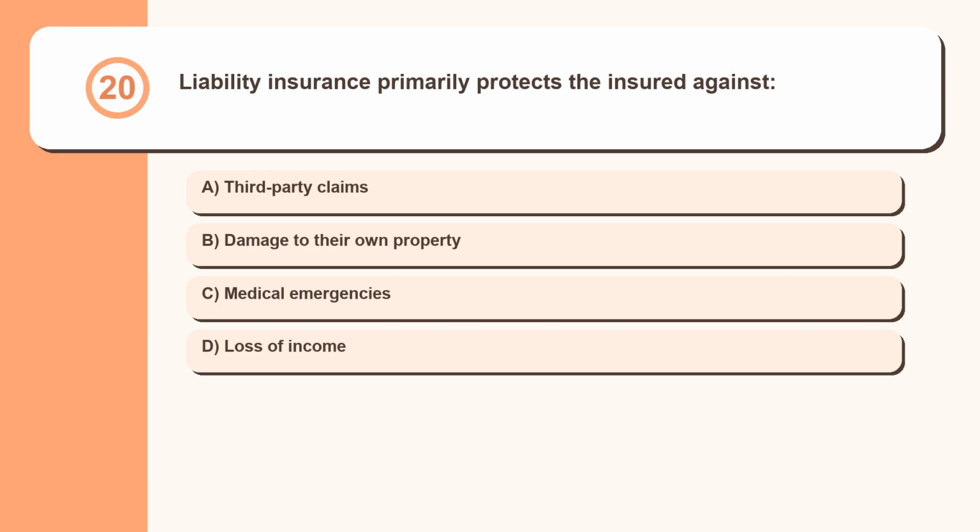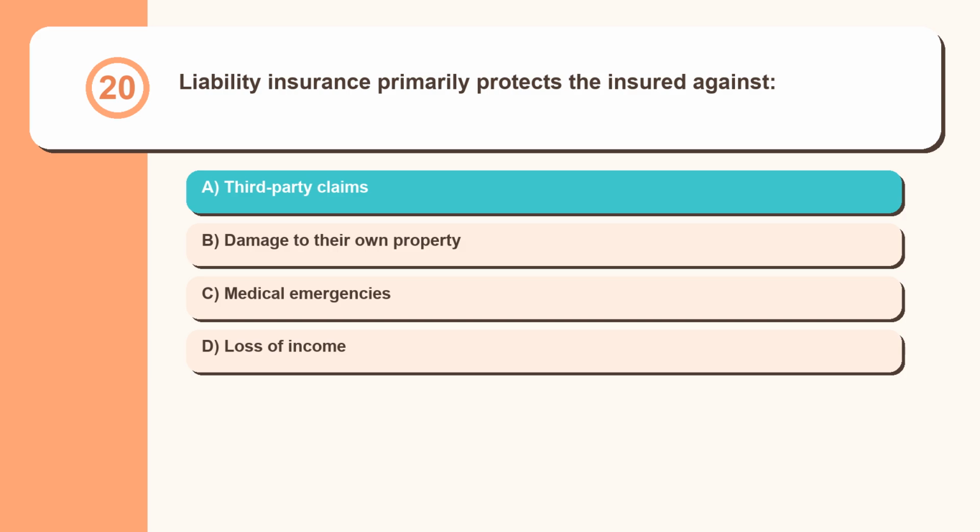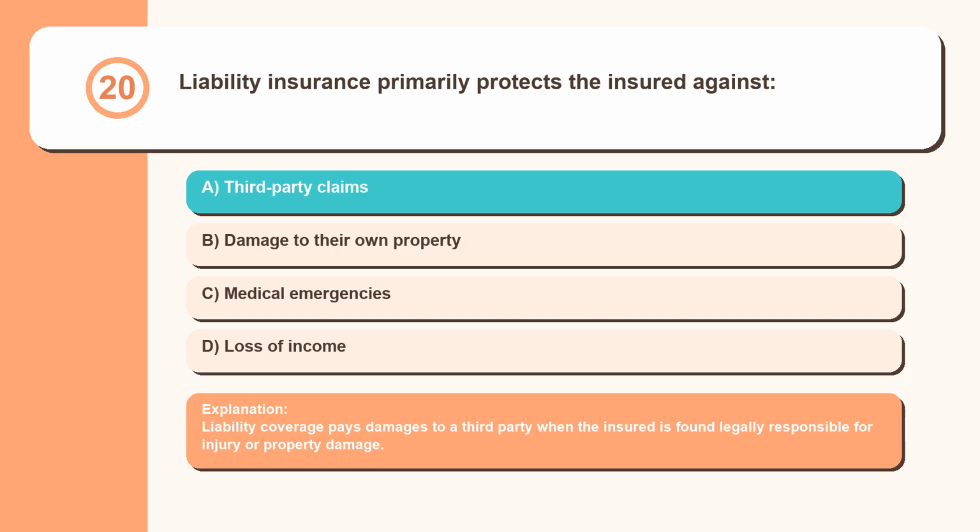Question 20. Liability insurance primarily protects the insured against third-party claims, damage to their own property, medical emergencies, loss of income. Liability coverage pays damages to a third party when the insured is found legally responsible for injury or property damage.